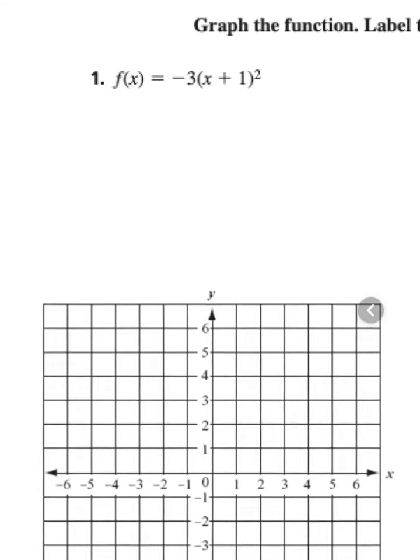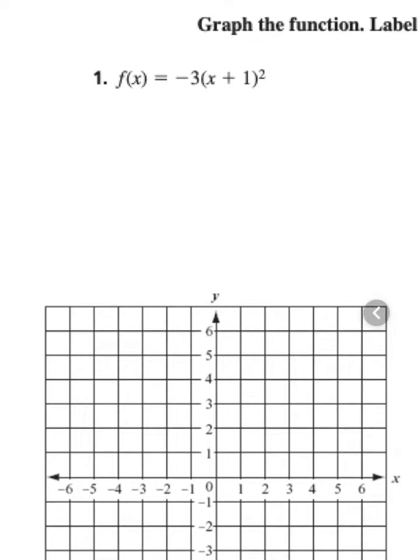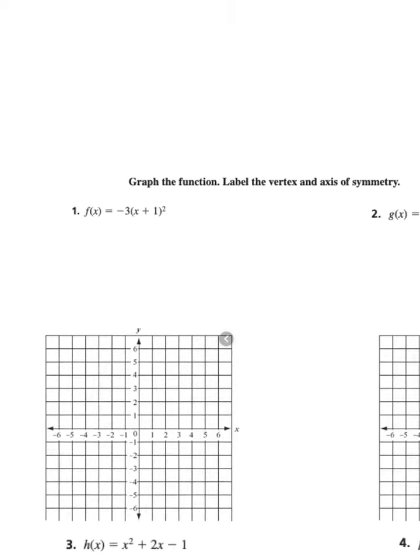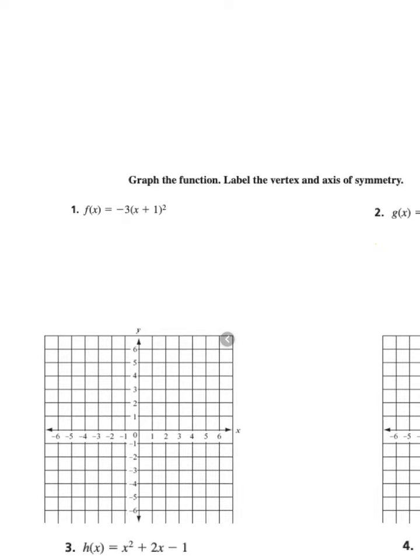To graph this, quite simply, we need to find the vertex, and then we need 2 points. We're going to get the 2 points by plugging in points either to the left or the right of the vertex. The closer they are to the vertex, the easier they are to calculate.